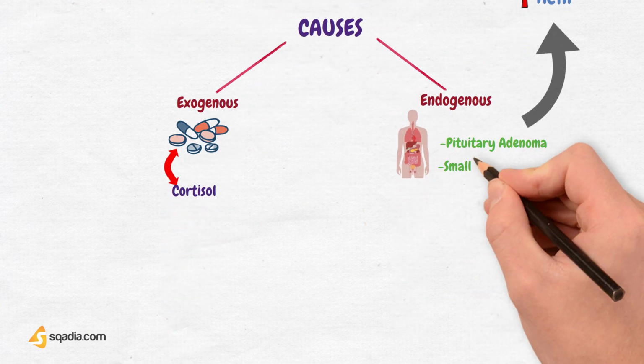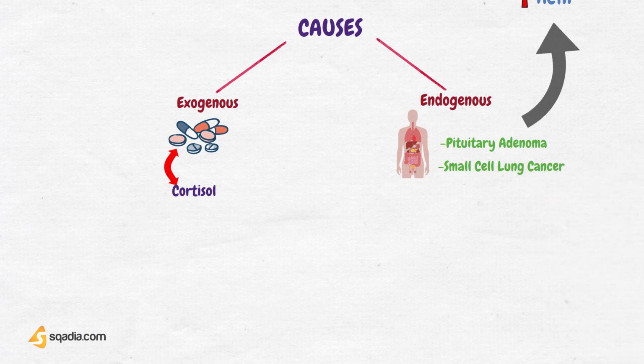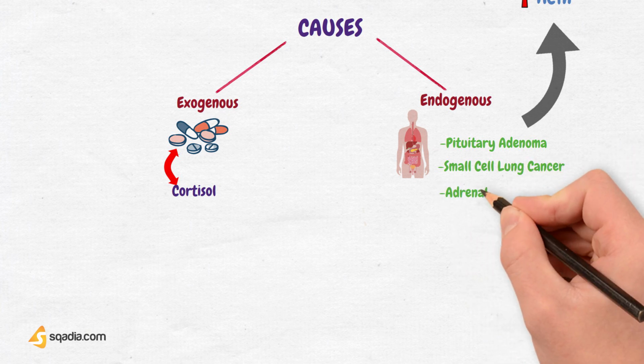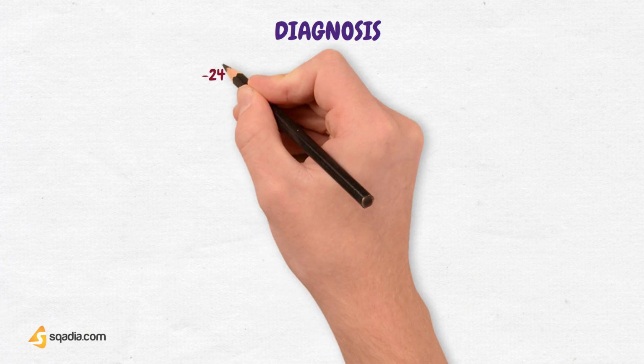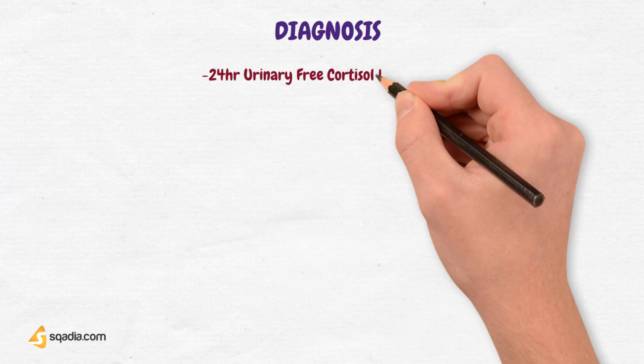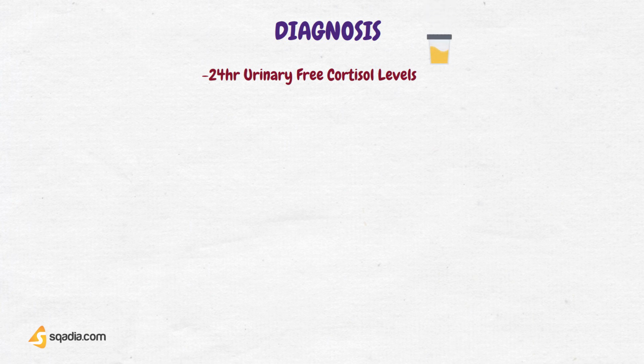Other endogenous causes include small cell lung cancer, which provides an ectopic source of ACTH production. Another cause is adrenal gland tumors, which directly accelerate cortisol production. So how do you diagnose Cushing syndrome? As an initial test, we measure free cortisol in a 24-hour urine sample. If it is high, the test is positive and we have diagnosed Cushing syndrome.